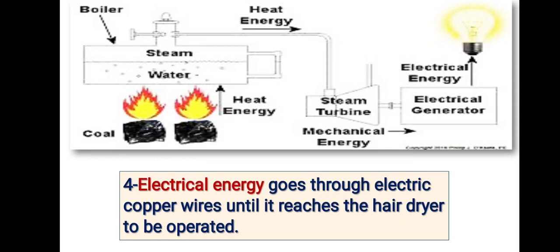Finally, the electricity will be produced and go through the copper wire to make all the devices work, like the hair dryer. And this is the system, as we can see in this picture. The system is called the electrical power station.